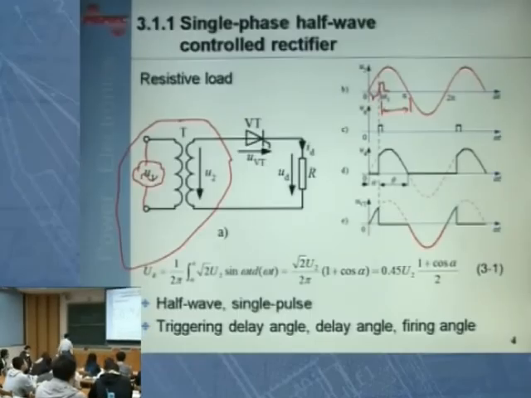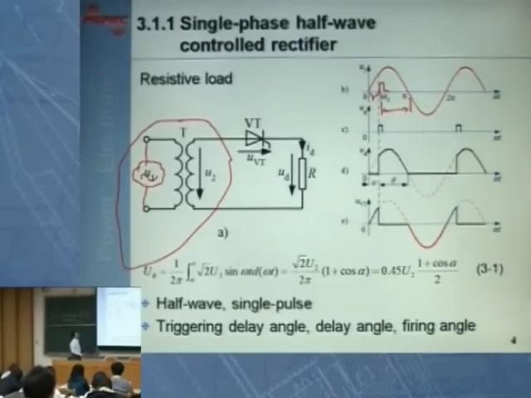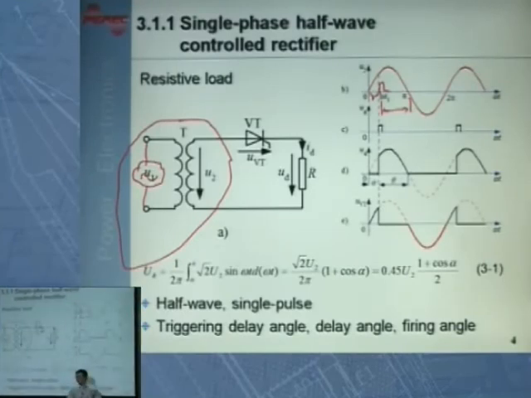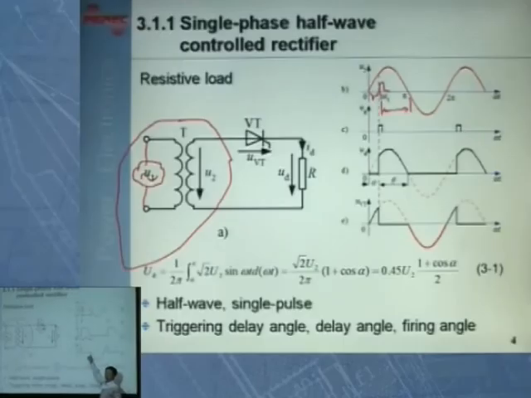Therefore, at this time instant, when omega t is equal to pi, the current flowing through the thyristor will be decreased to 0. Why is that?